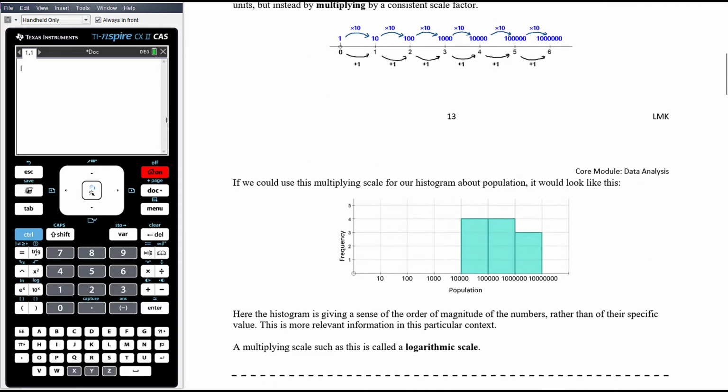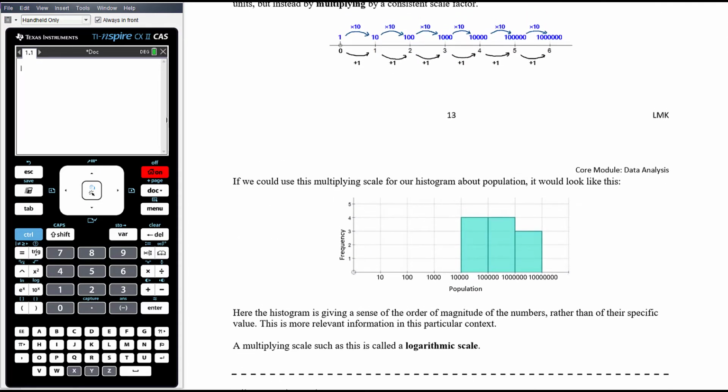So if we used this multiplying scale for our histogram about population, it would look like this. And again, in terms of shape, it's quite flat and maybe doesn't say much, but it certainly gives us a sense of the scale of the cities we're dealing with in the list. We know that we have 4 cities with populations between 10,000 and 100,000, another 4 cities with populations between 100,000 and 1 million, and another 3 cities with populations between 1 million and 10 million.